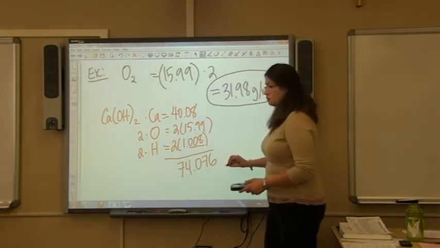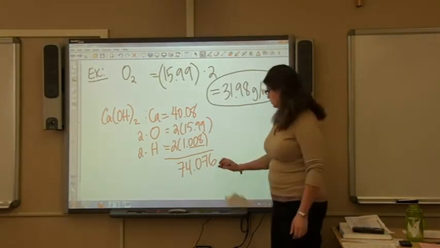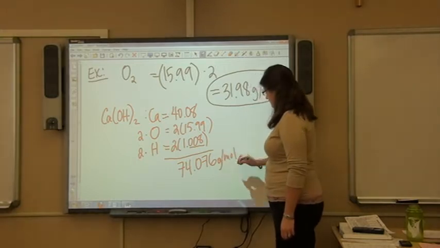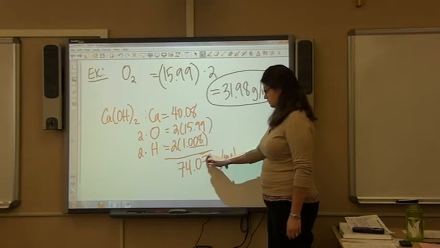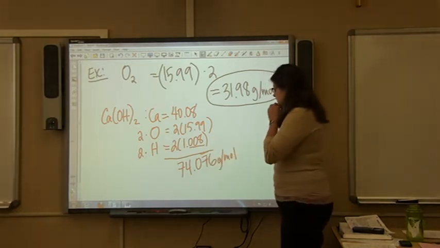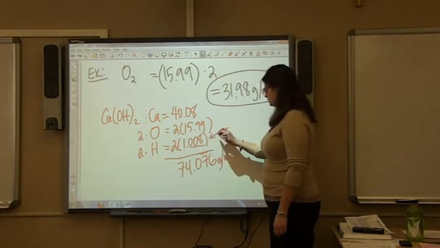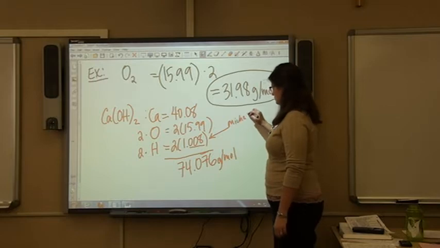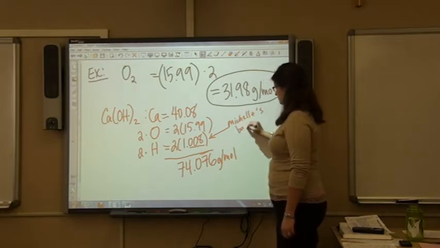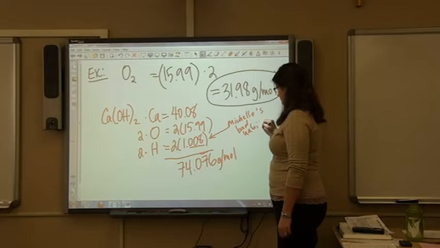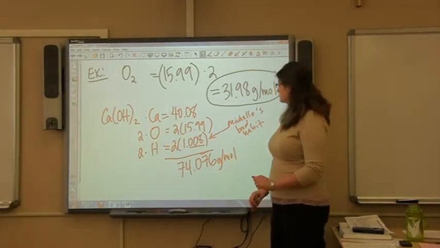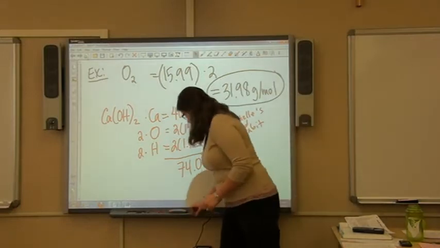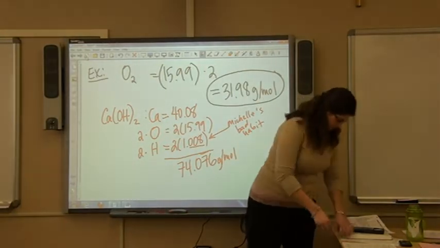74.076. And what is your unit? Grams per mole. Now, you've got this extra 6 here, so really you should have a bar over the 7 here. This is my habit. I will try to not do that and only use 2 decimal places just for you. Okay, let's do a bunch more examples.